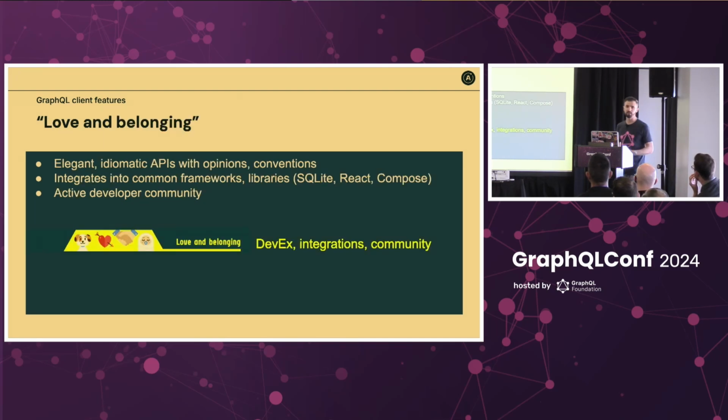Love and belonging. Developer experience's love, for sure. Elegant and idiomatic APIs with opinions and conventions, integrating into common frameworks and libraries, and an active developer community. I think all of these are really the next level up, things that GraphQL clients provide via their communities and via where they meet.